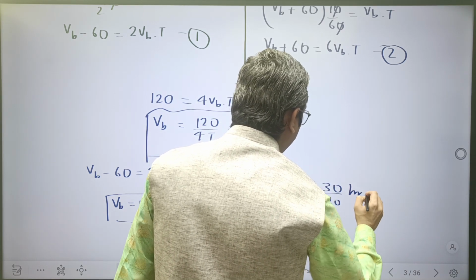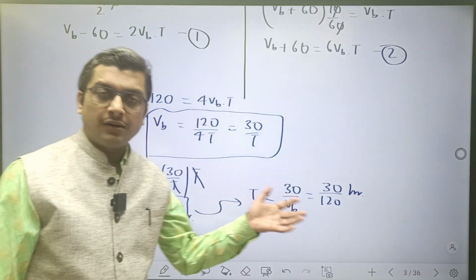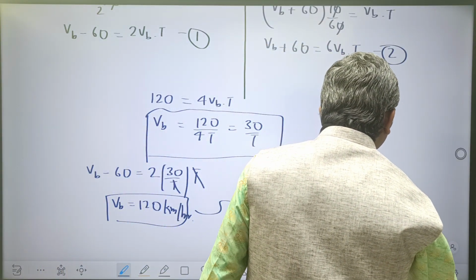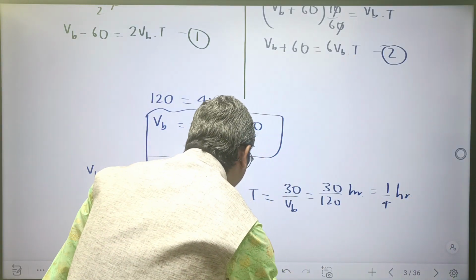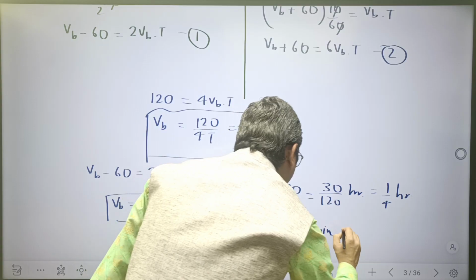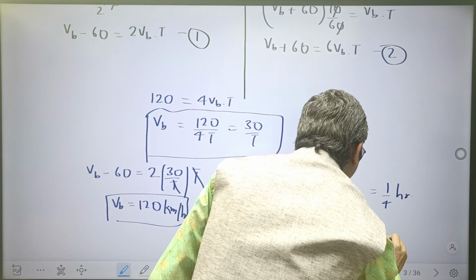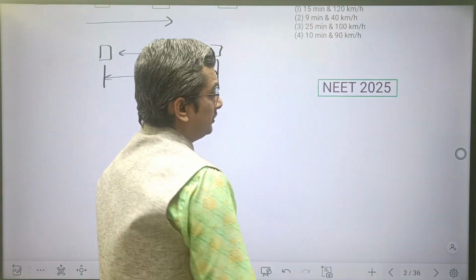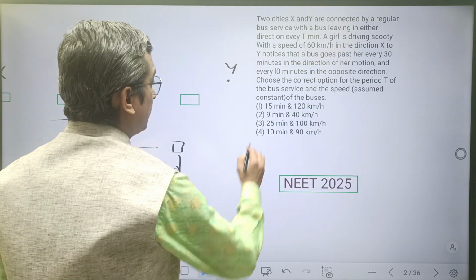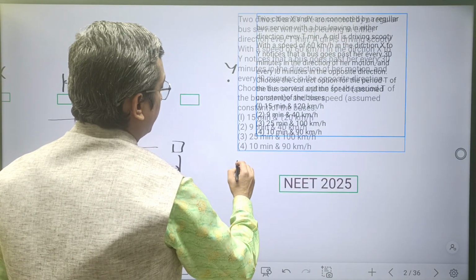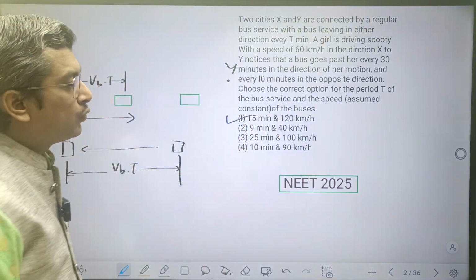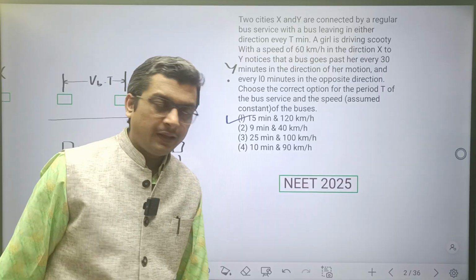And this will be in hour, because we have speeds here in hours. So this time must be in hour. So this is 1 by 4 hour. So converting into minutes, this will be 1 by 4 multiplied by 60 minutes. So this is 15 minutes, isn't it? So the answer is speed is given by 120 kilometer per hour, and the time is given by 15 minutes. So option 1, 15 minute and 120 kilometer per hour, isn't it?